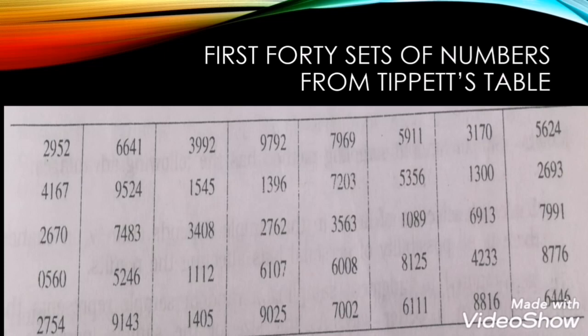As an illustration of the general appearance of random numbers, these numbers have been selected from a particular page. Preferably, we have taken here the first 40 numbers. First 40 sets of numbers from Tippett's table have been selected and shown.